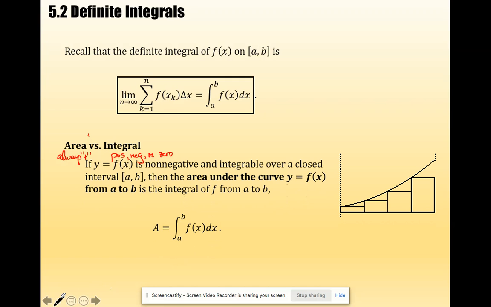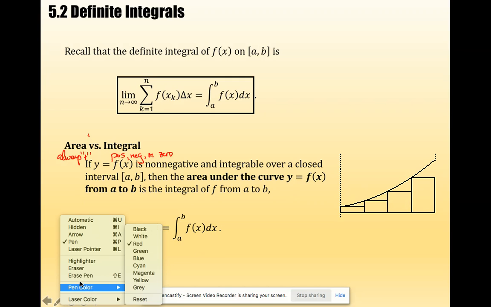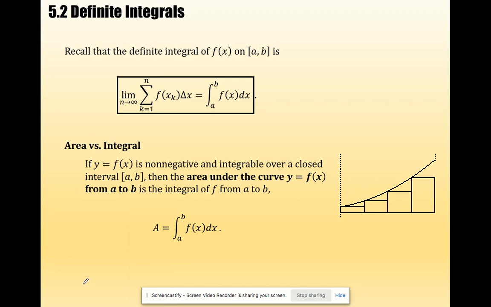So this function is above the x-axis. I drew 4 rectangles under it. Is it LRAM or RRAM? Can you tell, right? LRAM. So this function is always above the x-axis, and it is integrable.